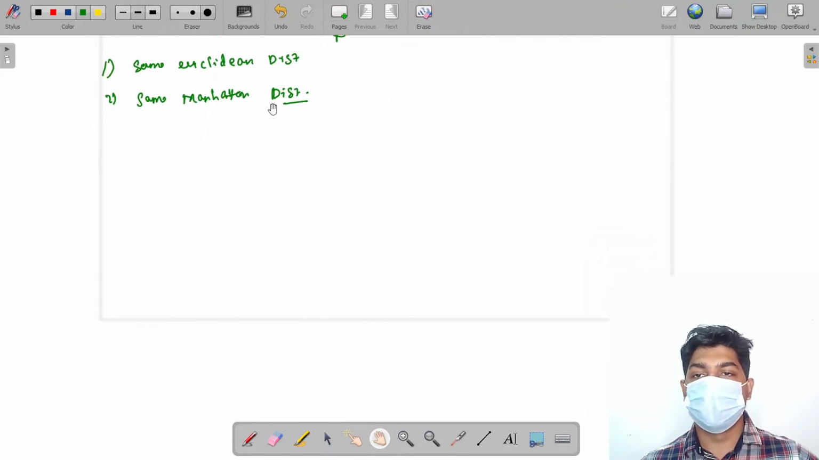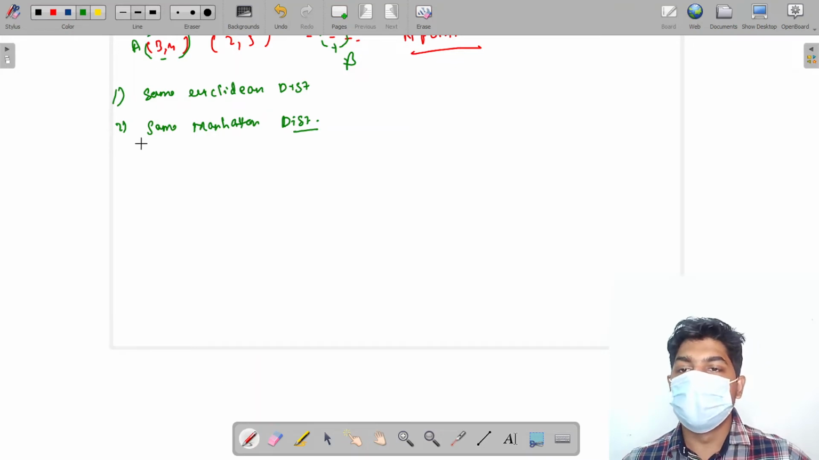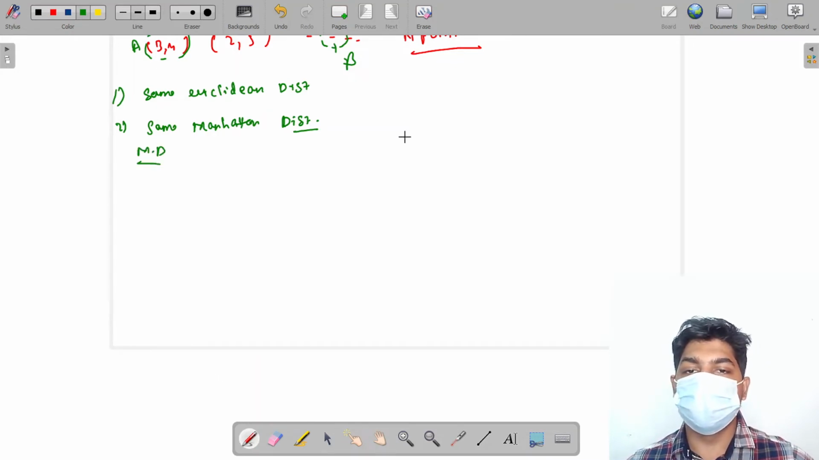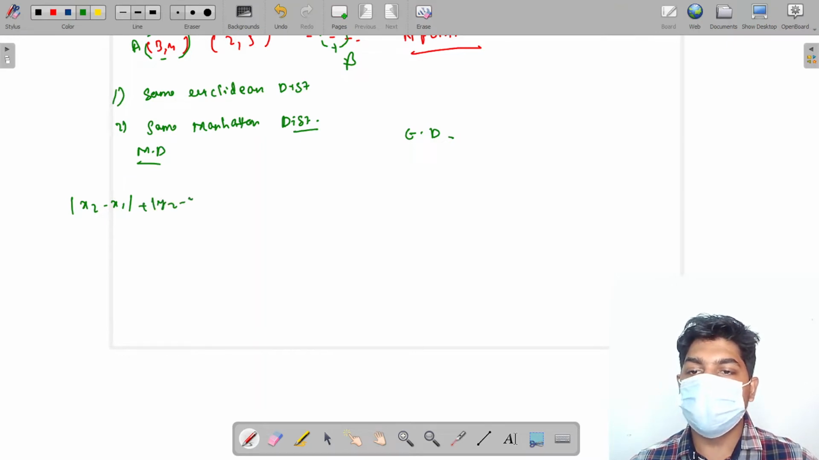Now let's see how we can solve this problem. We want these two conditions to be satisfied: the Manhattan distance should be equal to the Euclidean distance. So what is Manhattan distance? It is not the square, only mod of x2 minus x1 plus mod of y2 minus y1. This should be equal to the Euclidean distance. What is Euclidean distance?